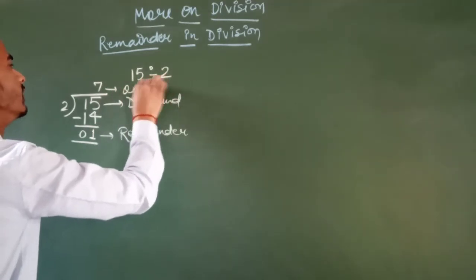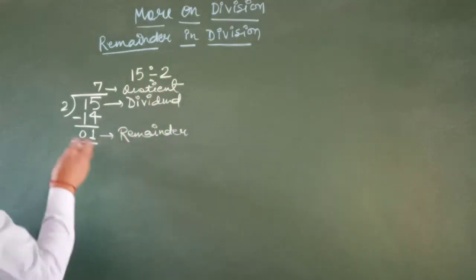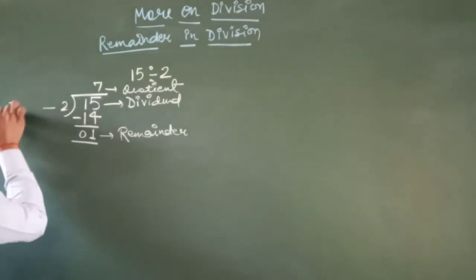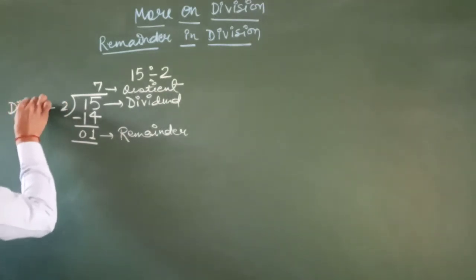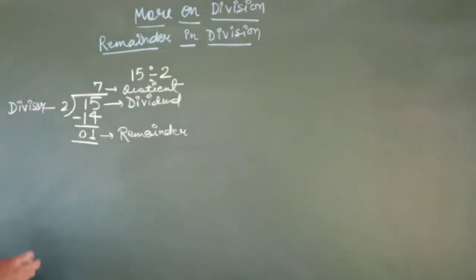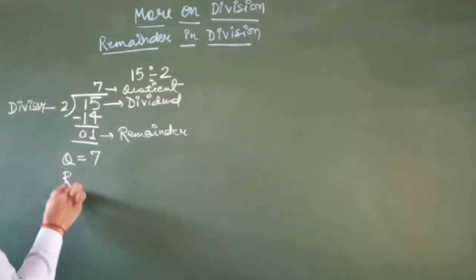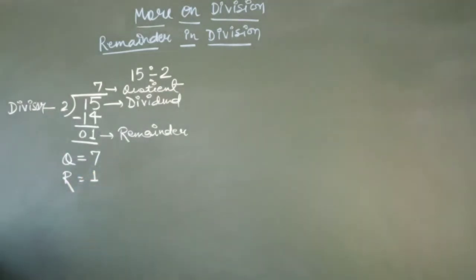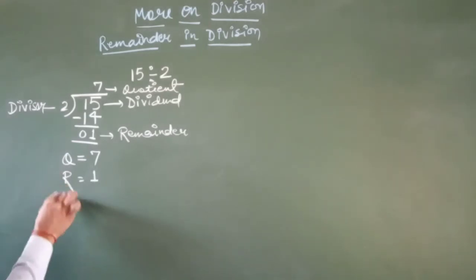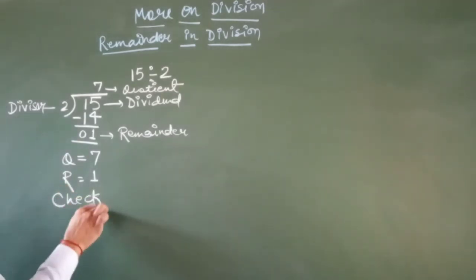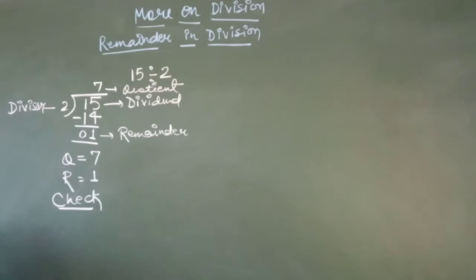And 7 is the quotient, and 2 is the divisor. If you want to write quotient and remainder, quotient will be 7 and remainder will be 1. And one thing, listen carefully, how we can check it. Check is here. How we can check it?